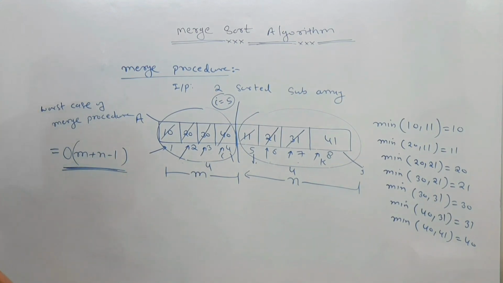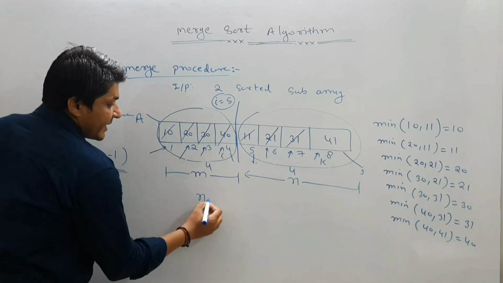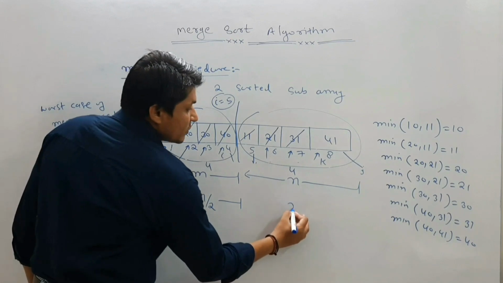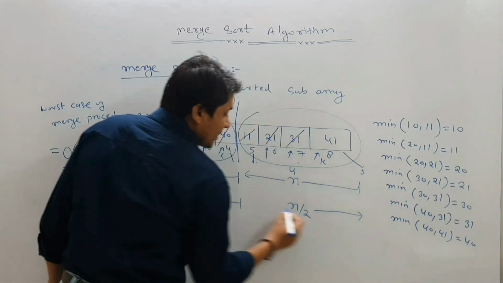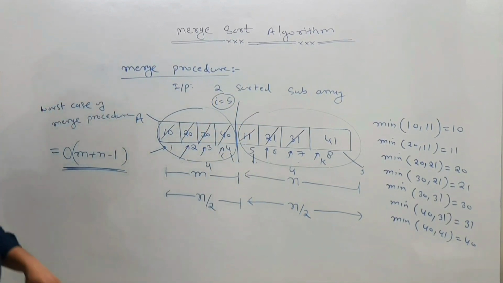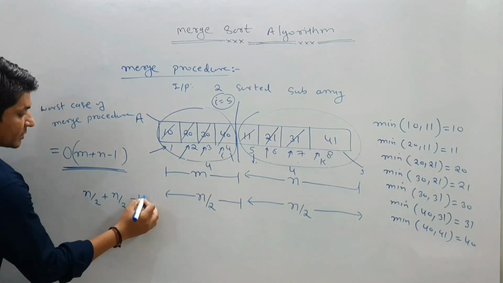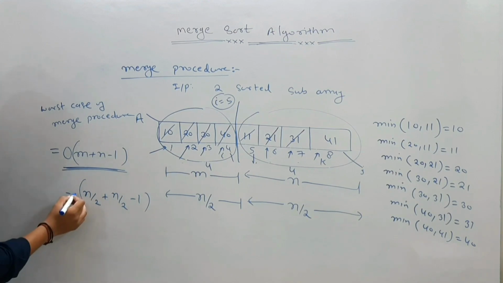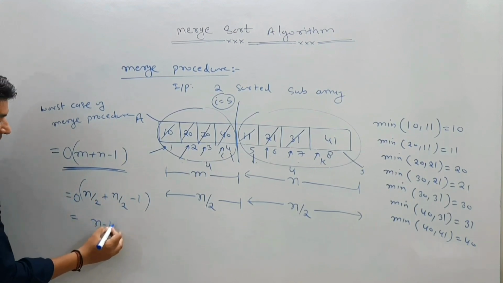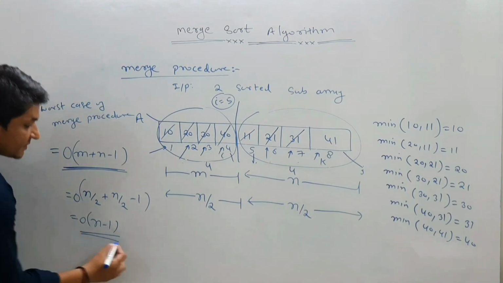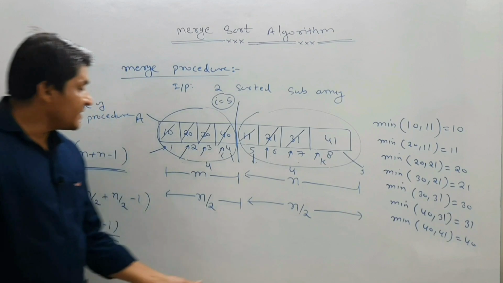Correct? Now let me ask you, let's suppose this array contains n by 2 elements, and this array also contains n by 2 elements. In worst case, how many comparisons will we make? n by 2 plus n by 2 minus 1. So this is the worst case comparisons. If you simplify, it is going to be n minus 1. So this many comparisons we will make in worst case if the size of each array is n by 2.